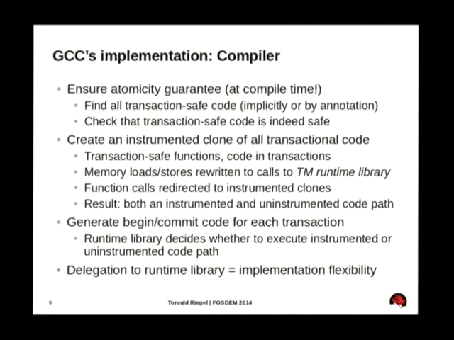This works because we check all transaction safe code to see whether it is indeed safe. Transaction safe code is code that's either implicitly transaction safe, because you call it from a place that should be transaction safe, or code where you have annotated the functions accordingly. Once we have checked all this code, we create an instrumented clone of it. This code is then the transaction safe functions and so on. What we do essentially is take all the memory loads and stores and rewrite them so that they are a call into a TM runtime library that will then perform the memory loads and stores. So we hook into the load and store mechanism essentially. Similarly, we redirect the function calls to the clones, and as a result, we have both an instrumented code path, where the loads and stores are intercepted, and an uninstrumented one where things are just like before.